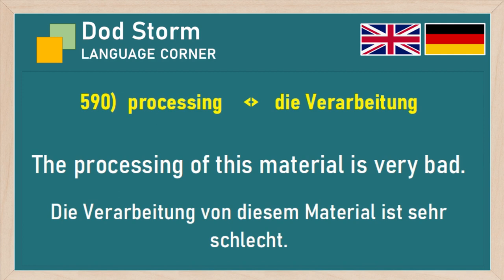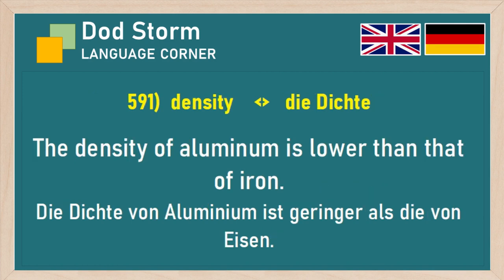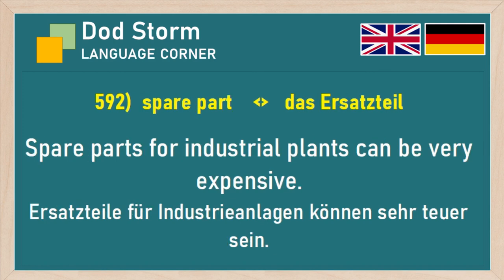The processing of this material is very bad. The density of aluminium is lower than that of iron. Spare parts for industrial plants can be very expensive.